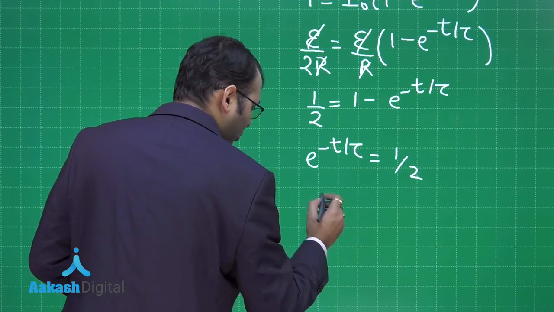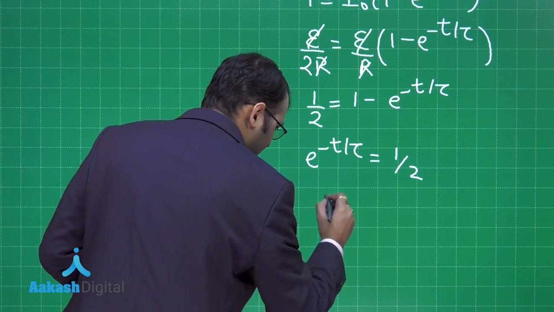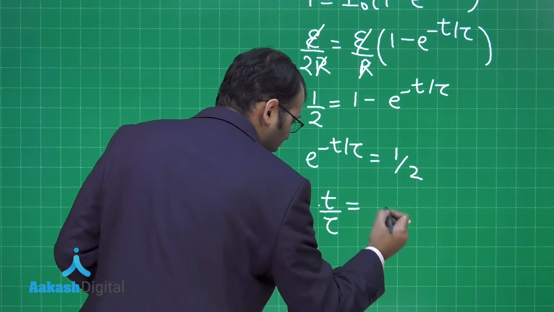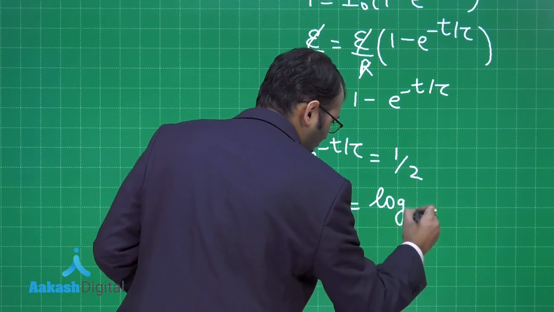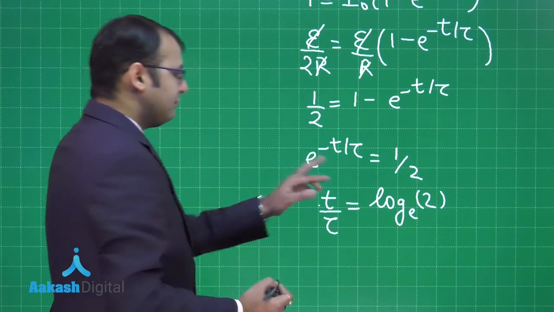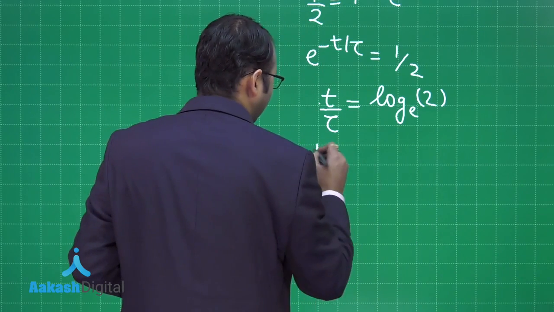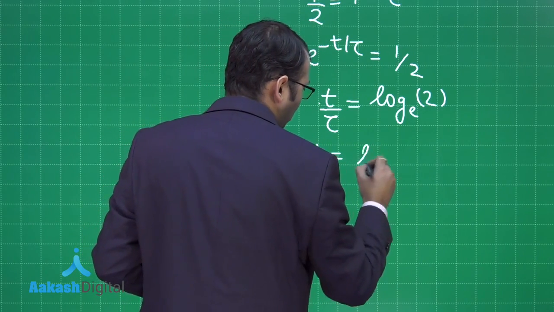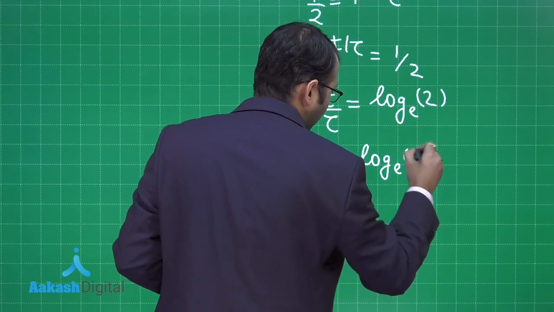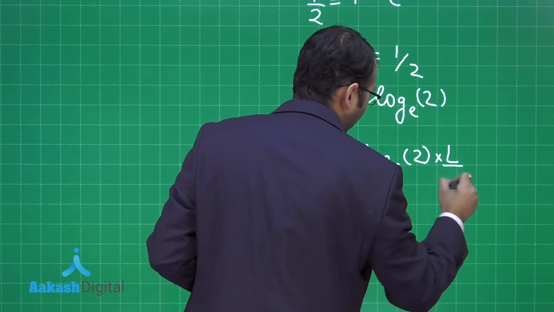So taking log on both sides, I will get T by tau is equal to natural log of 2. I have inverted them. Now from here, it's easy to say that T would be equal to natural log of 2 into L by R.